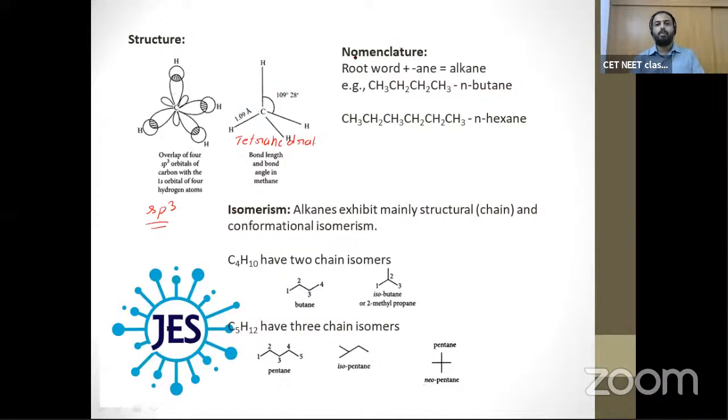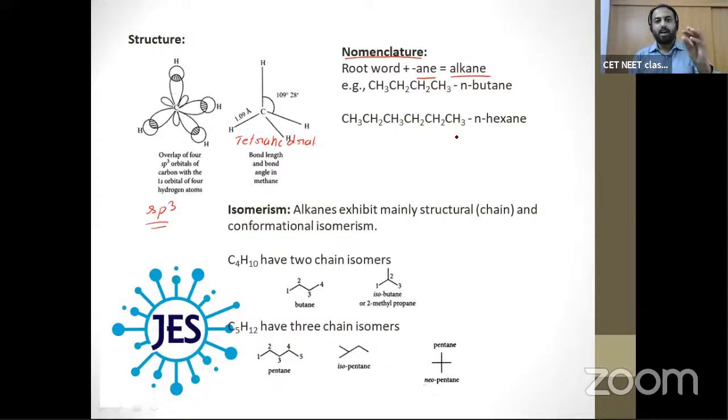Coming to nomenclature, let's look at naming. We learnt about naming in the previous chapter, so I'll just be explaining it very briefly. To the root word, you'll add the primary suffix "ane." Hence, you call these compounds alkanes. Okay, you count the number of carbon atoms.